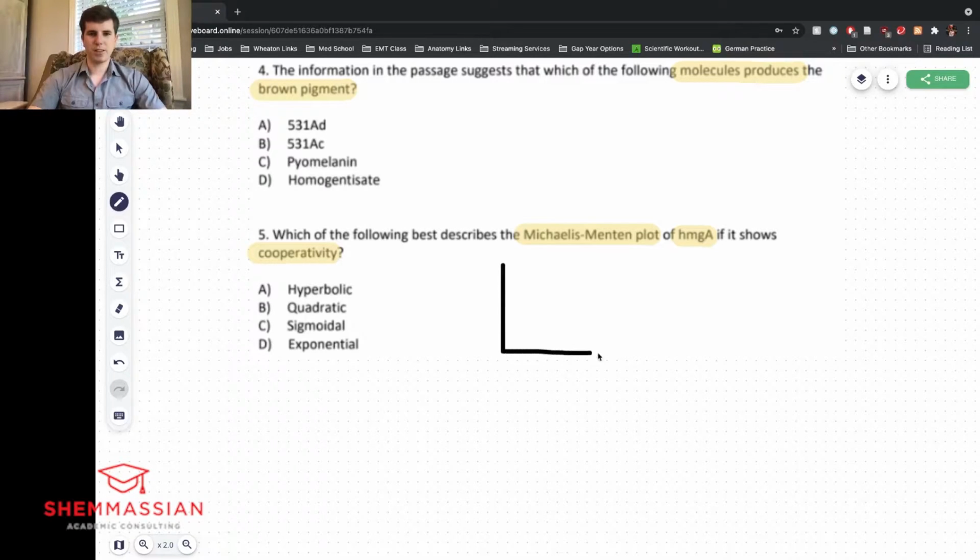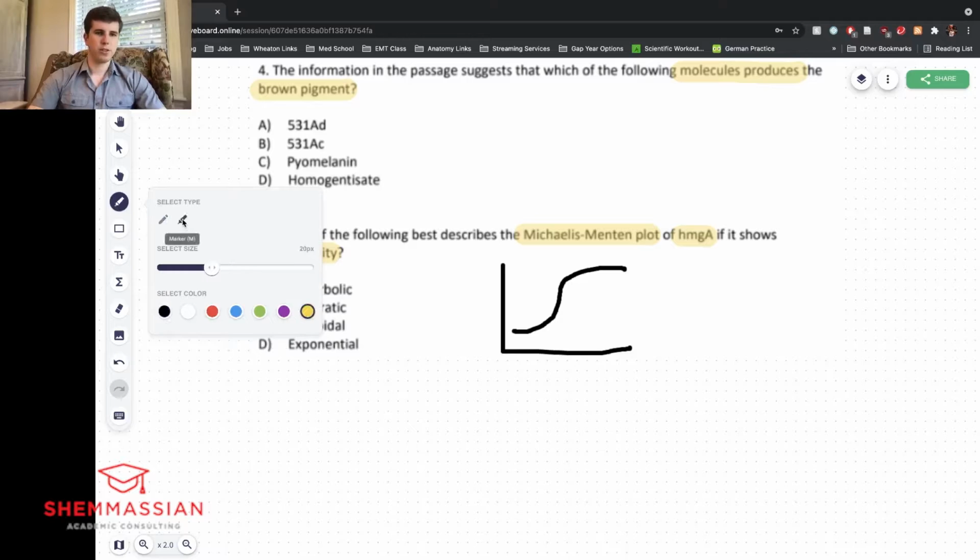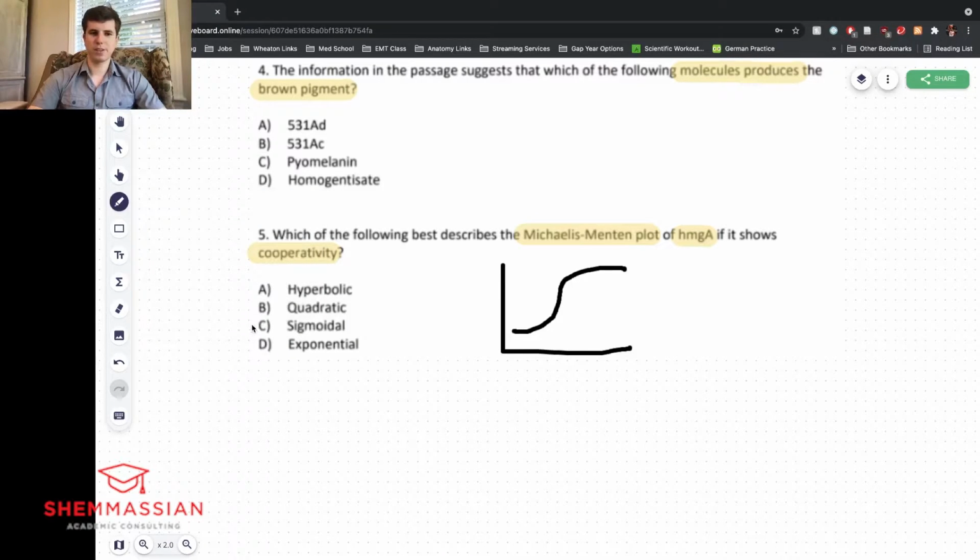We take our Michaelis-Menten graph like this, and our graph is going to look like this almost every time. This type of graph isn't hyperbolic, it's not quite quadratic, it's a sigmoidal graph. It's not exponential. So that one we can answer pretty easily just by having an understanding of Michaelis-Menten kinetics and how we can plot graphs and what cooperativity looks like on a graph. It's always going to be sigmoidal, so that's pretty easy.